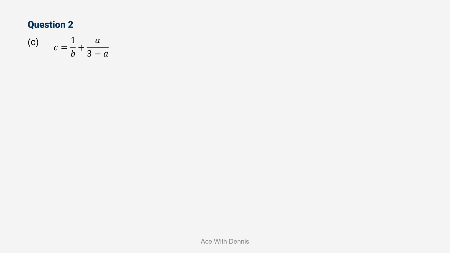C. Given this formula. Part 1. Find C when A equals 2 and B equals 4. 1 mark. So this question is pretty straightforward. What we need to do is just substitute the values given into the formula.